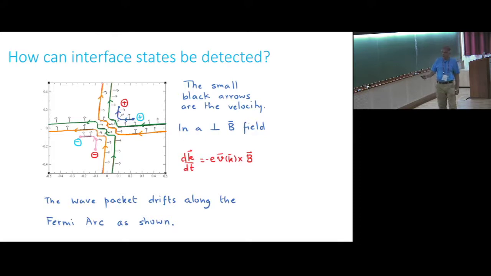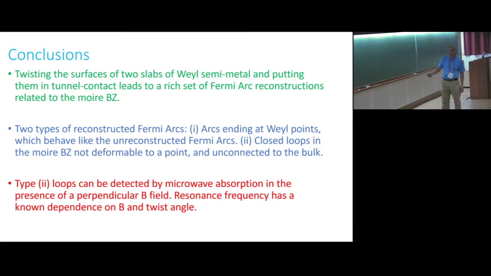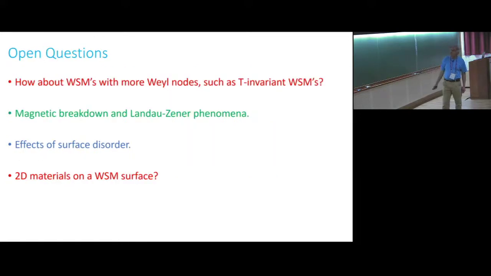You can also have magnetic breakdown, absolutely. So maybe I should just skip to the end because I'm out of time. Here are the conclusions, and then here are the open questions, and let me limit it here. That's right, magnetic breakdown can happen. Something we haven't thought about is the effect of surface disorder. And instead of having two Weyl semimetals on top of each other, you can have a Weyl semimetal and a sheet of graphene or various other interesting combinations. Thank you very much for having me.